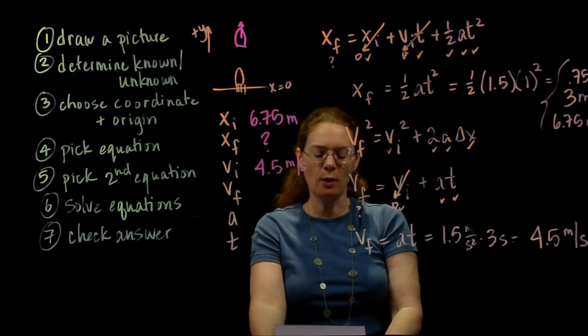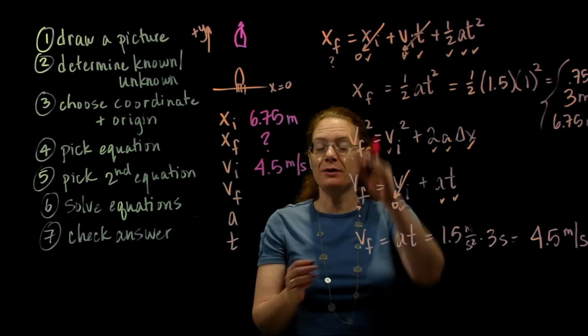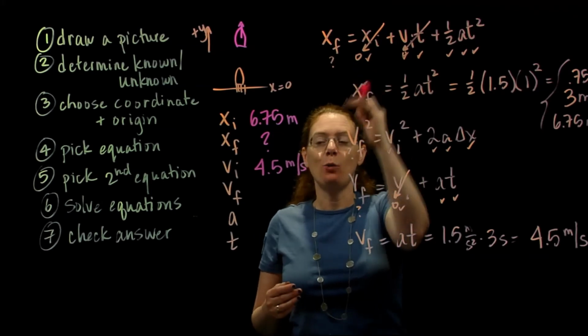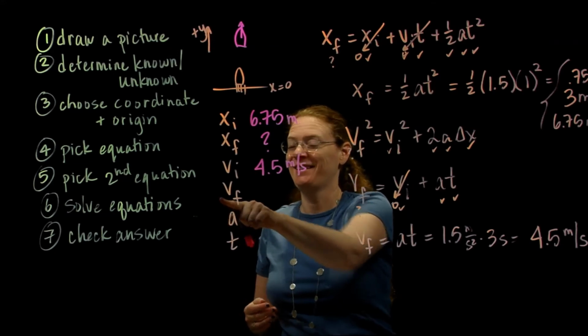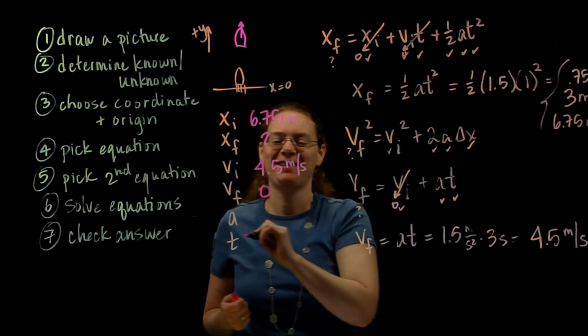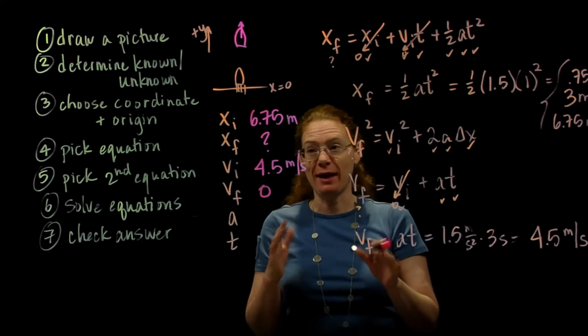Do we know how fast it's going? What's the question? How high does it go? Now, you do know how fast it's going when it reaches its maximum height. What is its velocity? You got it? Hopefully you're right. Velocity is 0. So the velocity is 0 at its maximum height, so we have that information.